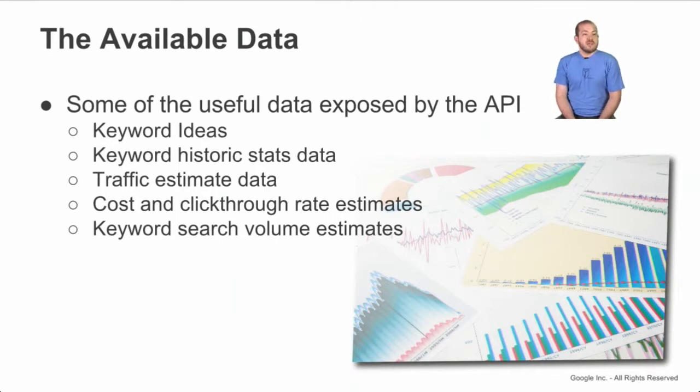Traffic estimate data. You can actually construct mock ad groups and campaigns, or refer to existing ad groups and campaigns in an AdWords account and get traffic estimates based on certain key factors, whether you change the budget, the max CPC, or targeting location. AdWords can give you forward-looking traffic estimate data on how well that's going to perform. You can also get cost and click-through rate estimates, which are very important, according to the last slide, in how you can optimize your campaigns. And you can also retrieve keyword search volume estimates to help inform these decisions as well.